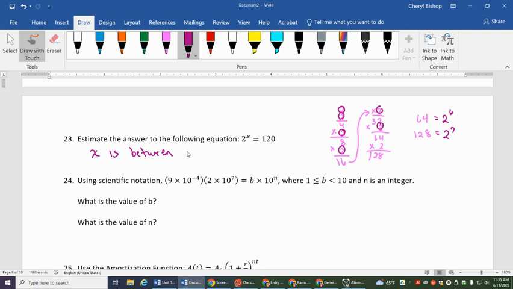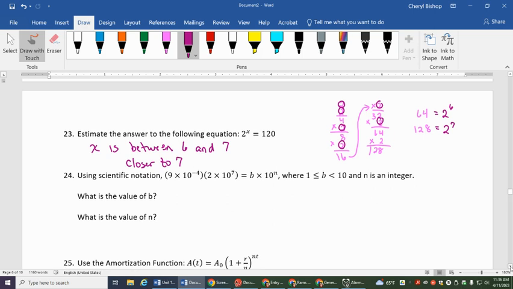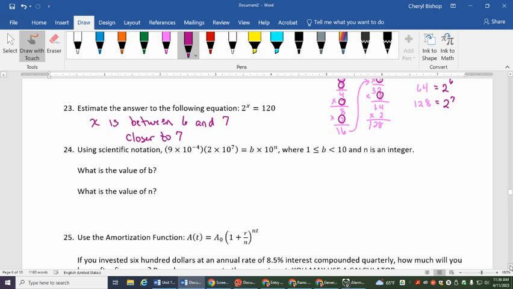In between 6 and 7. Which one is it closer to? 7, right? Because 120 is closer to 128 than it is to 64. Questions on 23? Okay.